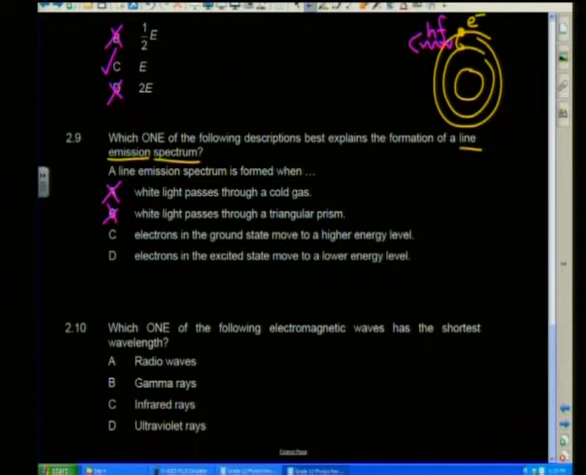All right, then they start talking about electrons. I'm interested. Let's read further. Electrons in the ground state move to a high energy level.